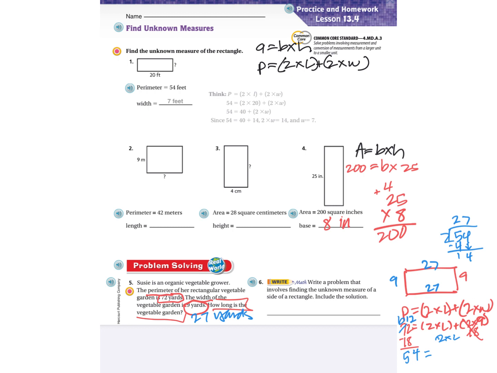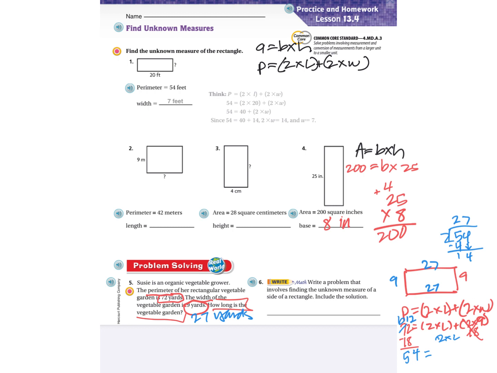So let's just estimate. 27 and 27 are close to 25. So 25 plus 25 is 50, plus 10 plus 10. Is that 70? Really close to our actual answer of 72. So did we do it right? Yeah, we did. Okay, good.